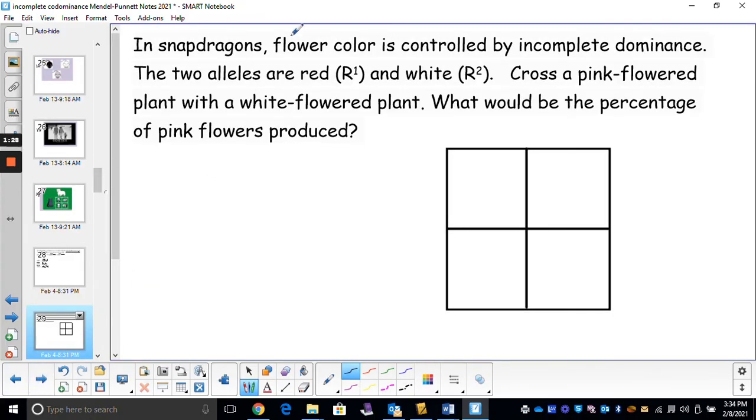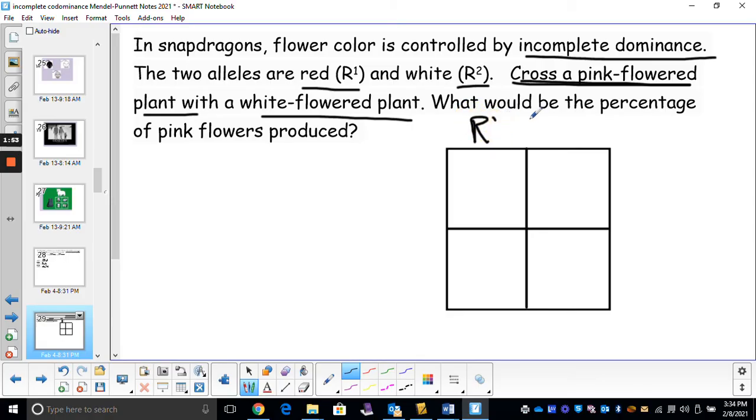An example problem: let's say we got snapdragons, it's incomplete dominance, N blend. We got a red allele, and we'll use just R1 for that, and a white allele, R2 for that. Remember, the numbers don't mean anything. They're just name tags to let us know which one's red and which one's white. So if I cross a pink flowered plant with a white flowered plant, the pink flowered would have to be one red allele and one white allele. A white flowered plant would have to be both white alleles, homozygous. So we have a heterozygous genotype and a homozygous genotype.